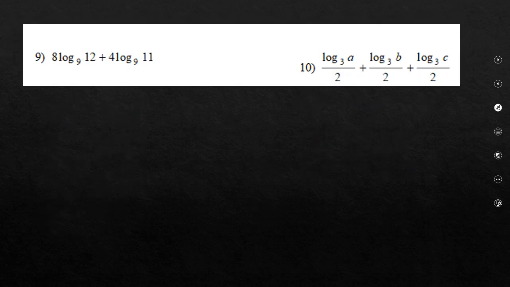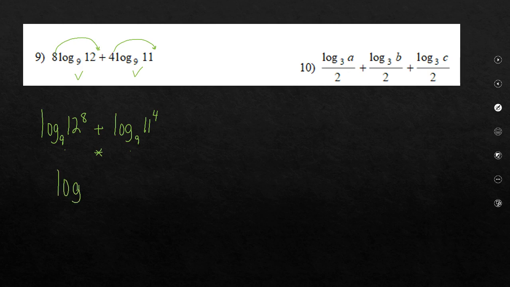Example 9: 8 log base 9 of 12 plus 4 log base 9 of 11. Same base, check, check. Coefficients become powers, should be your first step. Log base 9 of 12 to the 8th plus log base 9 of 11 to the 4th power. Same base being added, change them to multiplication. This is our product property.